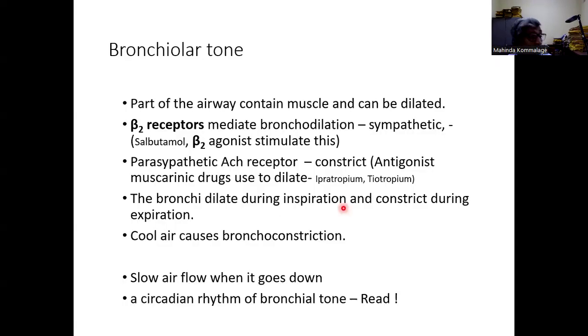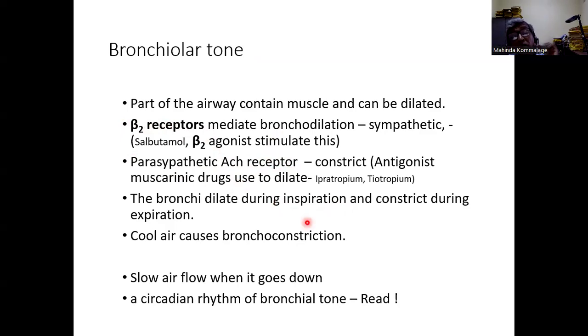So finally, something about bronchial tone. You can read about that too. The bronchioles contain smooth muscle. They contain receptors, beta-2 adrenergic receptors or acetylcholine receptors. If we stimulate the beta-2 receptor, airway dilatation will occur. More airflow will go to the lungs. That is sympathetic. If the parasympathetic acetylcholine receptor is stimulated, airway constriction will occur, and the airway will be limited.